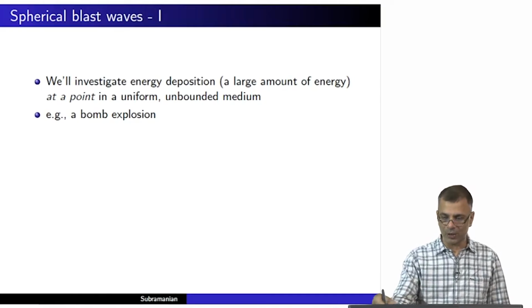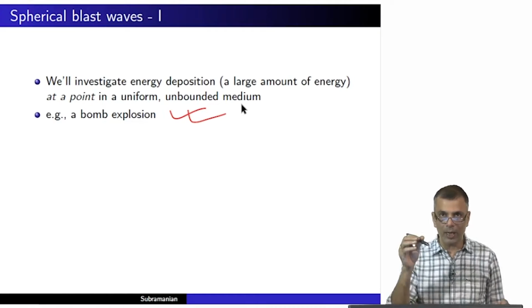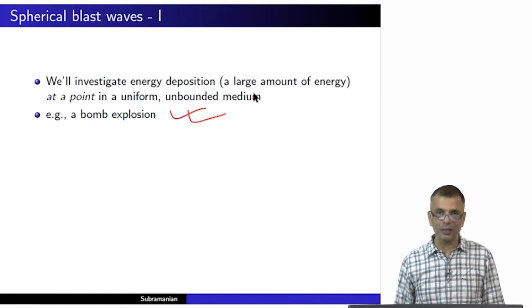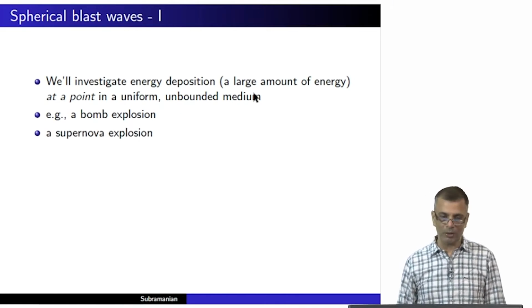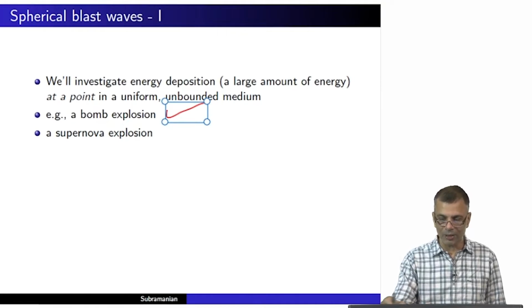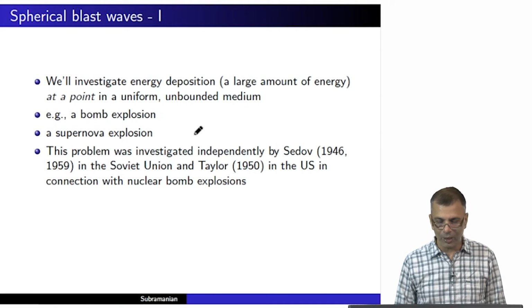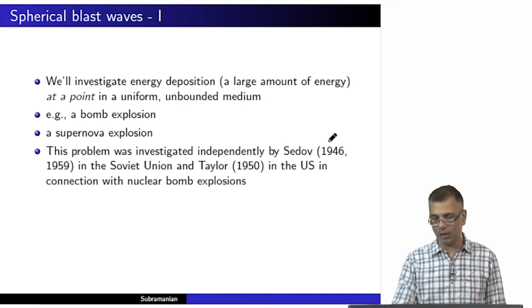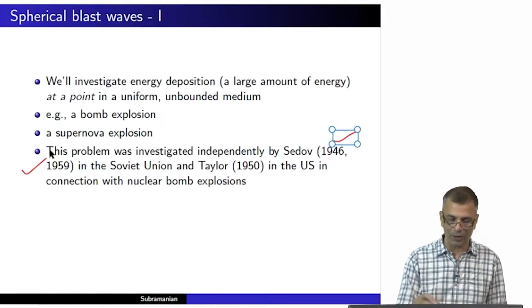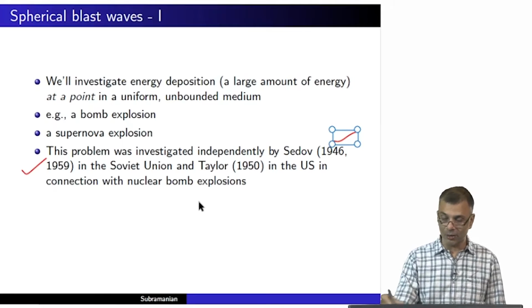For instance, a bomb explosion. This is the prototypical example of energy deposition at a point in a uniform unbounded medium, a bomb explosion. Or a supernova explosion. Turns out that the physics in both these cases is very similar. This problem was investigated independently by Sedov and Taylor, in 1946 and 1959, you can see that there's a large gap in between. So Sedov in the Soviet Union and Taylor in the US, in connection with nuclear bomb explosions.